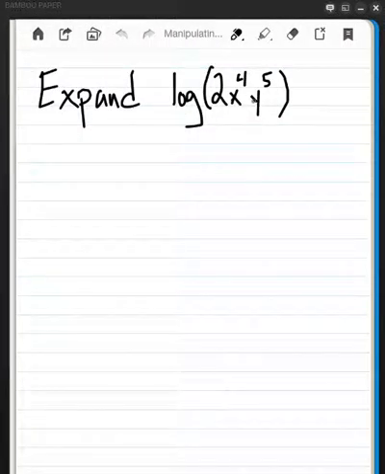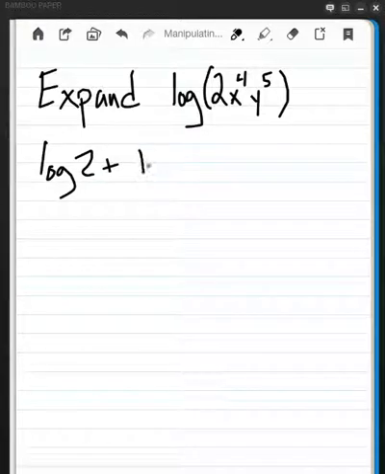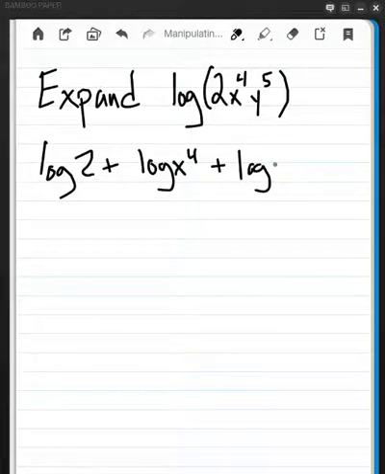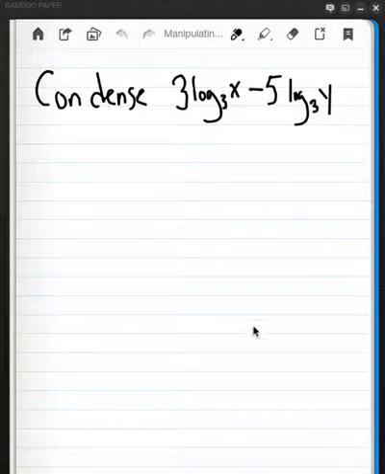All right, so here we have a log expression that's log of 2 times x to the 4th times y to the 5th. Recall from your laws of logs that if you have a product on the inside, or in the argument of your log function, you can rewrite it as the sum of those factors. So we'd have log of 2 plus log of x to the 4th plus log of y to the 5th. And there we have it. We have expanded our log expression so that each factor in here has its own unique log function. Okay? All right, let's look at condensing.